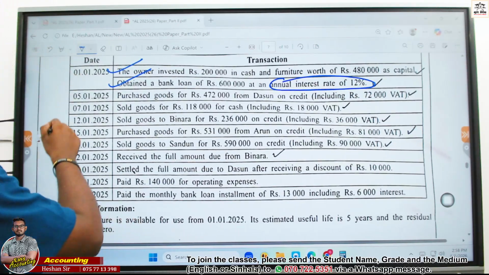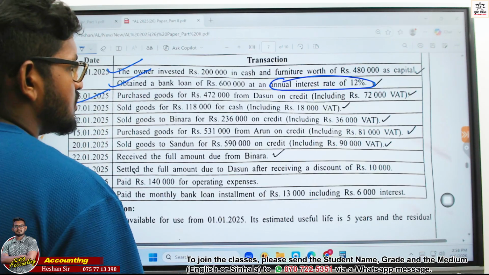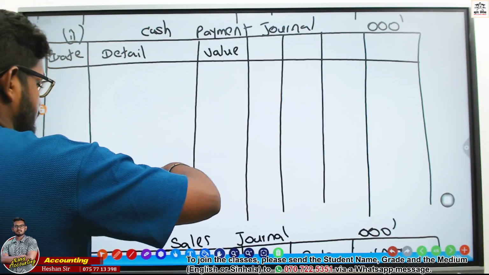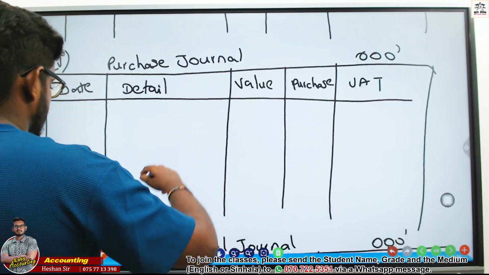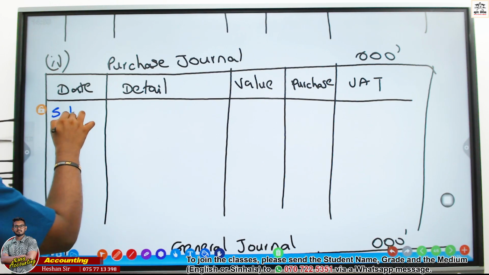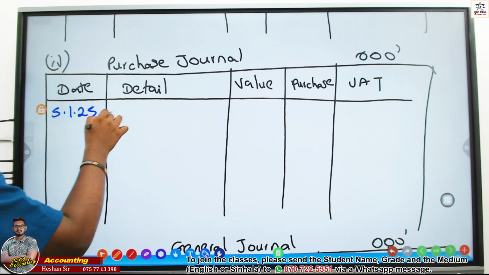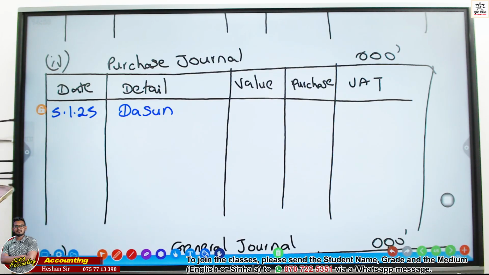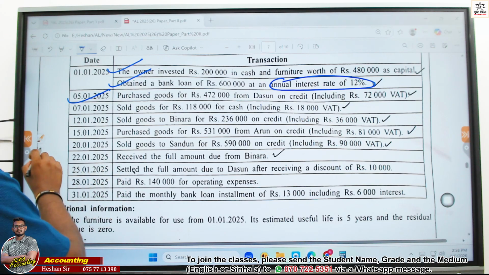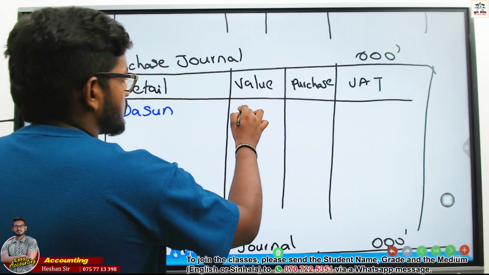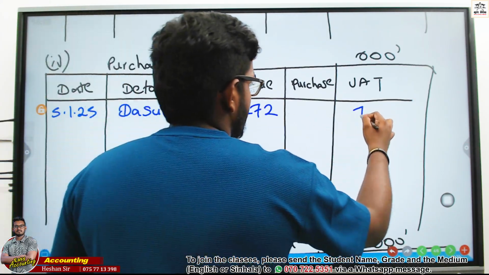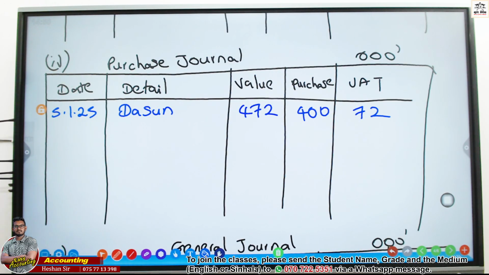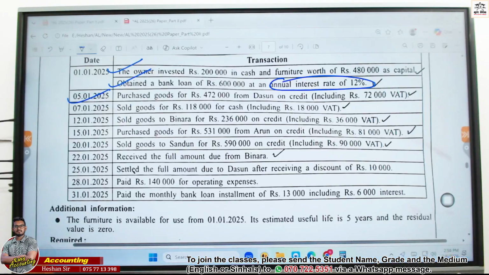Purchase goods 740,000 from Dasun, including 72,000 VAT. So 5th of January, purchase journal, 5th of January 2025, right? We purchased from Dasun. Remember now value, last column, include VAT how much? Including VAT 472. VAT is 72, so purchase is 400. Purchase is 400, right? Next one.